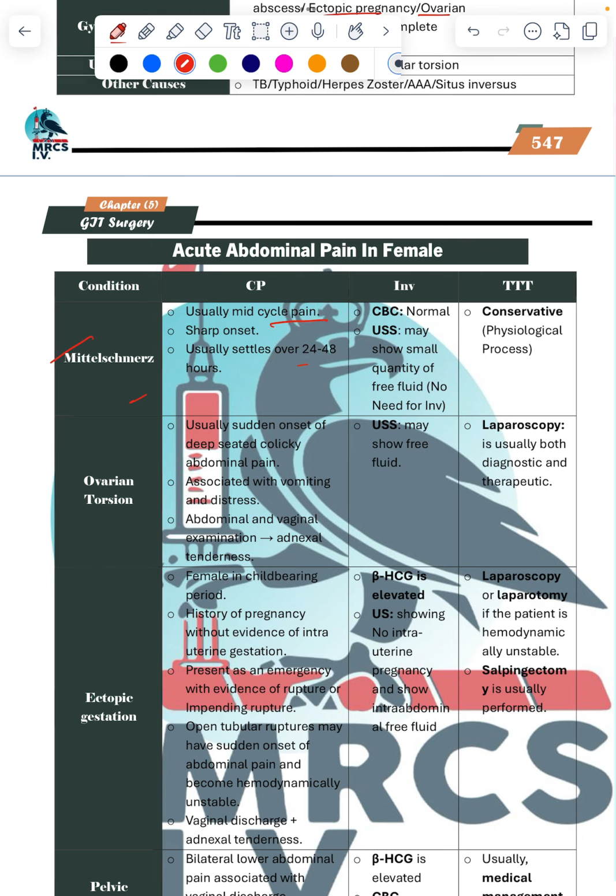It settles in 24 to 48 hours, usually during rupture of the follicle, so that is around 13 to 14 days of the mid cycle. CBC and everything may be normal, there may be mild free fluid, and treatment is conservative. Torsion of the ovaries presents with sudden onset of deep colicky pain, associated with vomiting and distress. On vaginal examination there is tenderness, sonography will help prove it, and laparoscopy is both diagnostic and therapeutic.